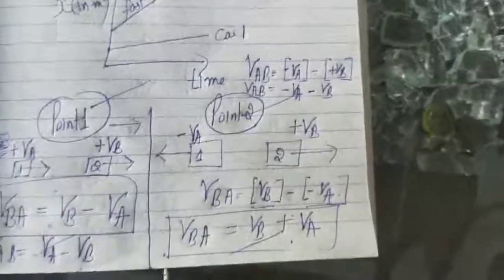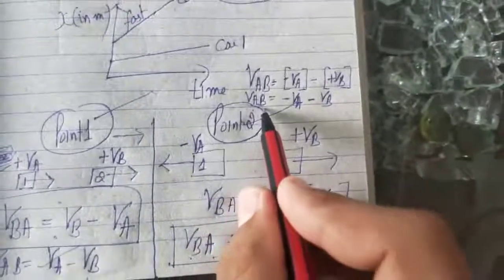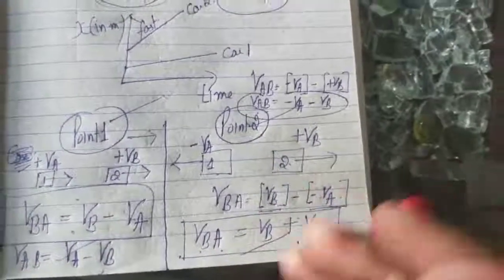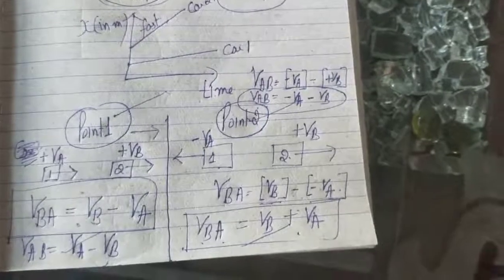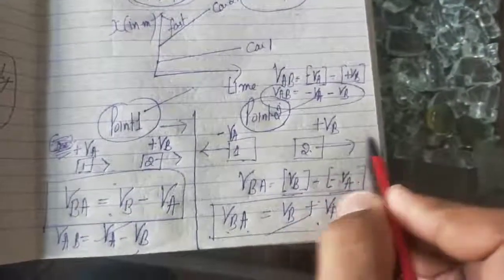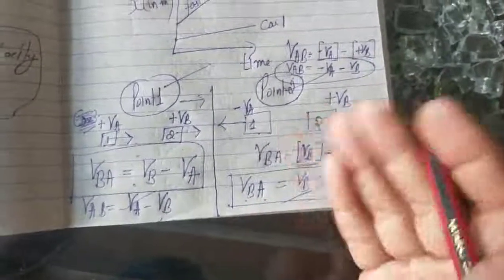So the velocity of B with respect to A is this, but the velocity of A with respect to B is this, when two objects are moving on the road in opposite directions. When they are moving in opposite directions, you have to take this velocity as positive and this velocity as negative. There is no rule. You can take this as positive, this as negative, but in one direction you have to take it positive, and in another direction you have to take it negative.